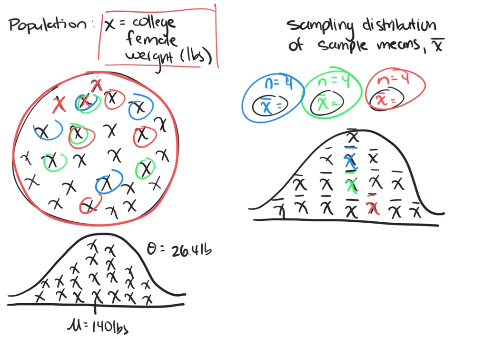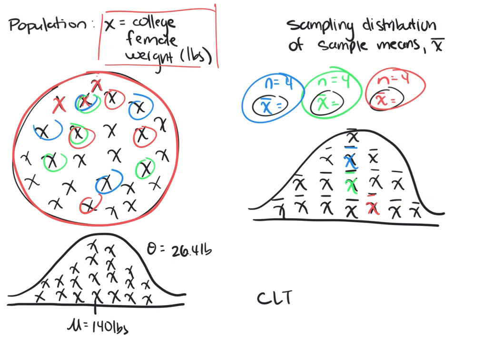What are their individual X bar values? And I plot it on this distribution. So now let's talk about the central limit theorem. The central limit theorem tells us that there's something really interesting about this sampling distribution for sample means.